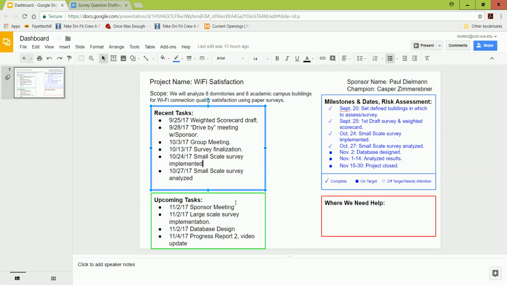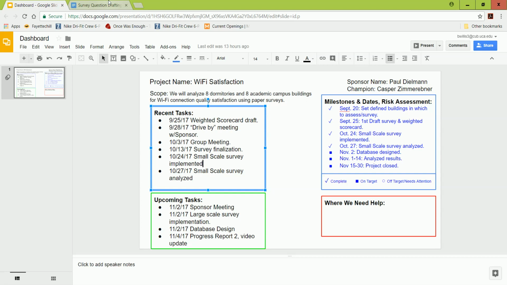We had a sponsor meeting today to gain the final approval for our large-scale survey implementation, and we showed him the small-scale survey results. And then, of course, some milestones. We had the small-scale survey, and we analyzed it last Friday. So coming up, we're designing our database, we're analyzing our results, and hopefully closing out.